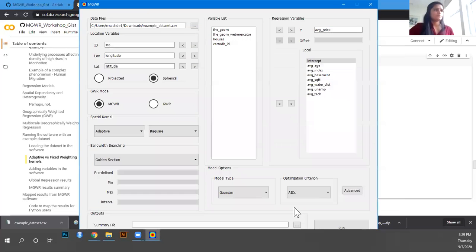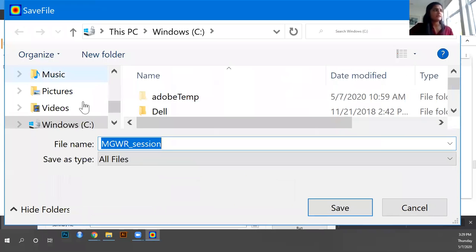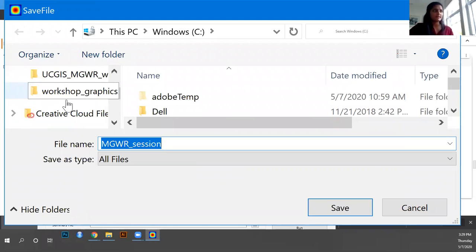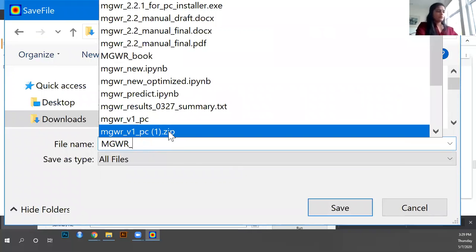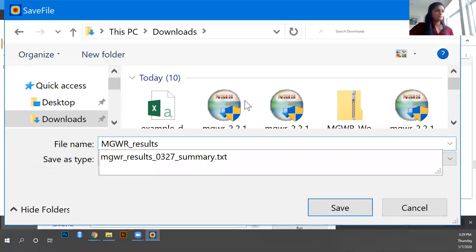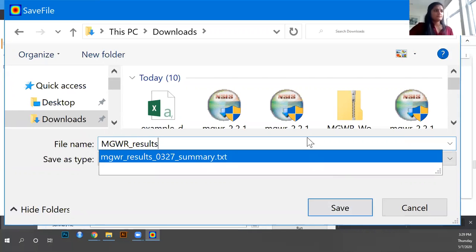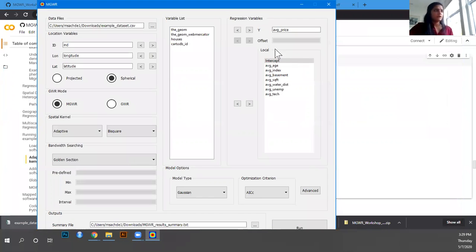Okay, I'm just gonna leave it at that. And great. And then here in the summary file, you can just save where it should basically save it. And I'm just gonna say download. That's fine. And I'm gonna rename my file to this. Sorry, and save. That's it. And then I would press the run button.